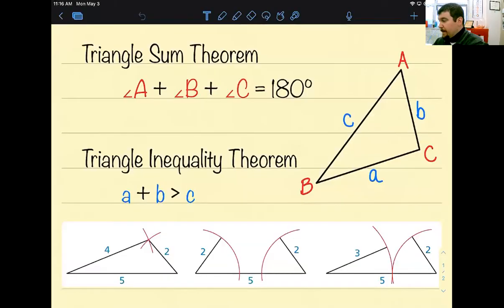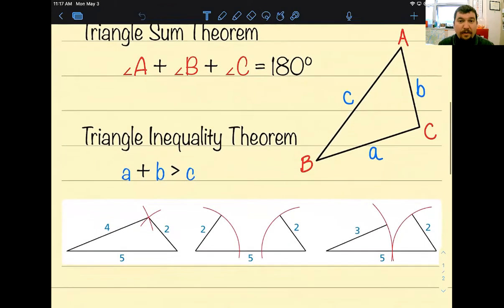All right. So let me go ahead and share those 2 theorems with you today. Okay, here are the theorems. The triangle sum theorem. When we looked at the angles of the triangles, we said that all 3 angles have to add up to be 180 degrees. So angle A plus angle B plus angle C has to be 180 degrees. And then the triangle inequality theorem says that the 2 shorter sides of your triangle have to add up to be larger than the 3rd side.